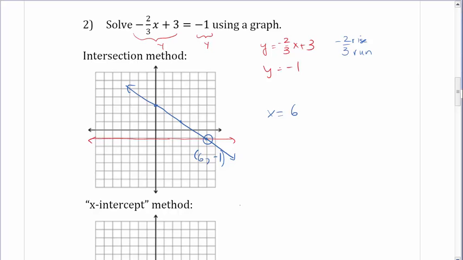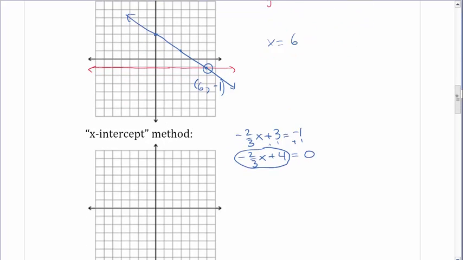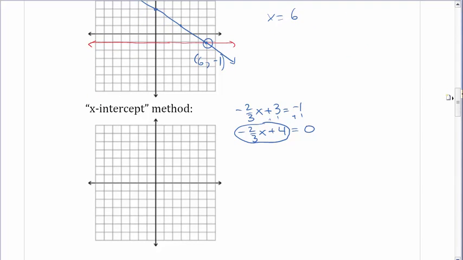If I wanted to use the x-intercept method, I could make this equal to 0. If I add 1 to both sides, I'd have negative 2/3 x plus 4 equals 0, and I would graph this line, y equals negative 2/3 x plus 4. So it's going to be a different line.